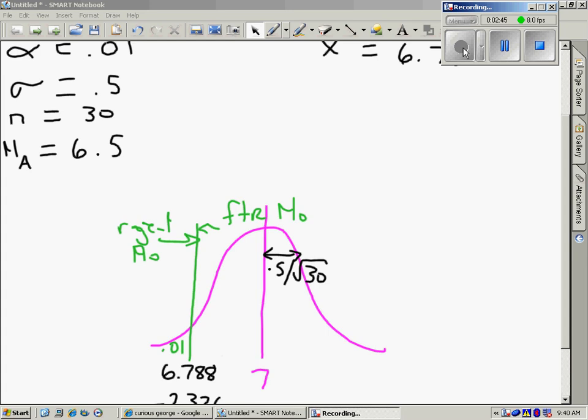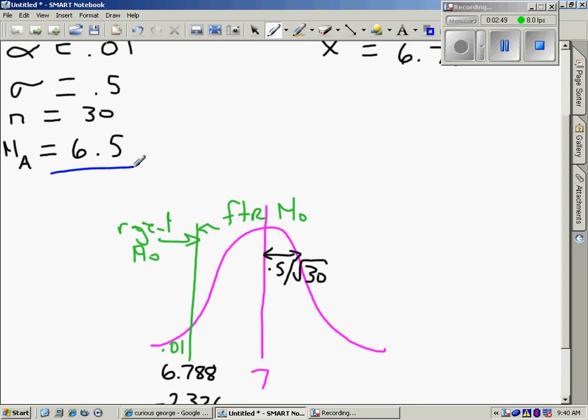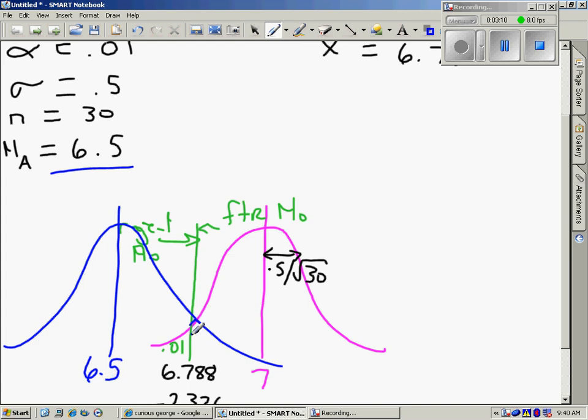Okay, so the next thing I need to do is address this new true blue mu. Draw that on this picture I've got. 6.5 is to the left of 6.788. So here is 6.5. Beta is the probability of making a type 2 error. A type 2 error is when I keep believing H0, but I should have rejected it. That's this area right here. This stuff is beta.